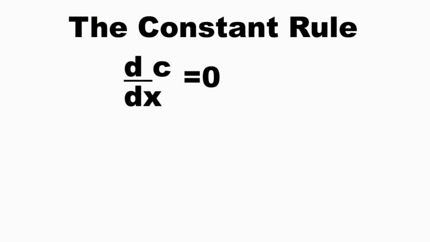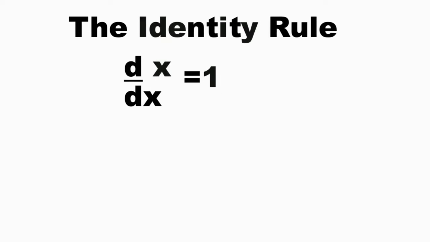The first rule or formula is that the derivative of a constant c with respect to x is 0. Any constant number has a derivative of 0. We discussed this in previous videos. The second is the identity rule, which states that the derivative of x with respect to x is 1. We also discussed this in previous videos.